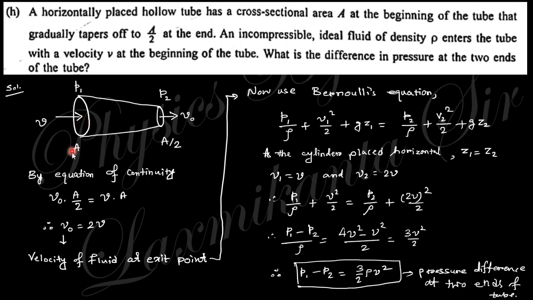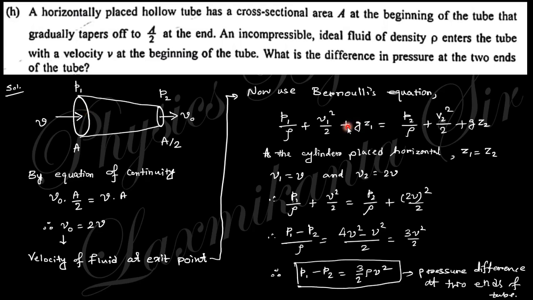So by the equation of continuity, you know the velocity of the fluid multiplied by the cross section area of the tube is constant. That means the velocity v0 into A must be equal to the velocity at the other point multiplied by A by 2. So from here you will obtain the velocity of the fluid at that point. This will be 2v, that is the incoming velocity of the fluid is v and the outgoing velocity of the fluid is 2v.